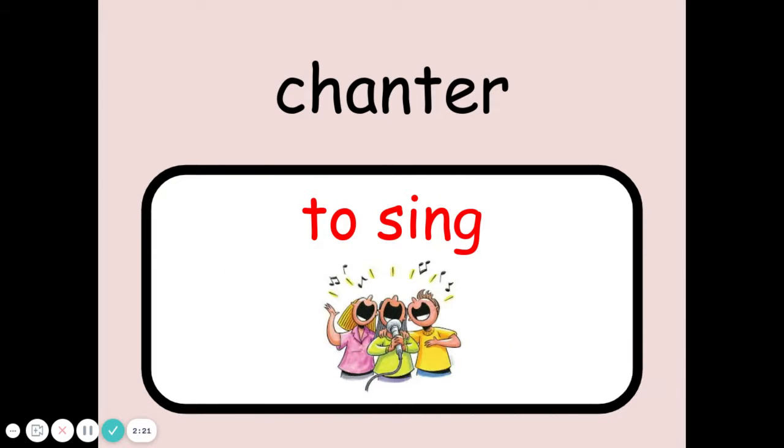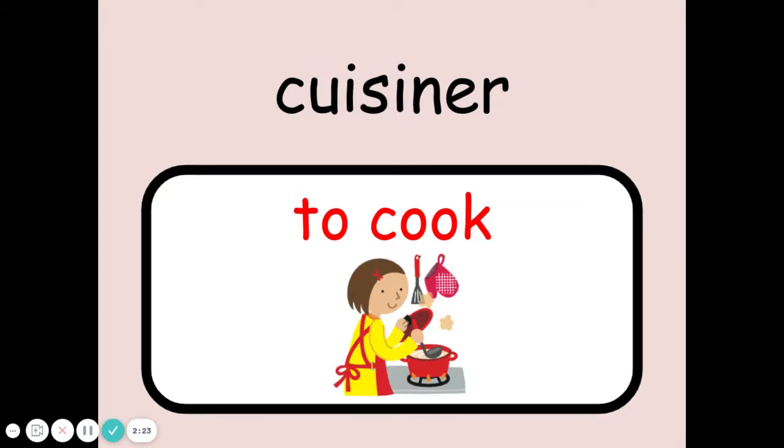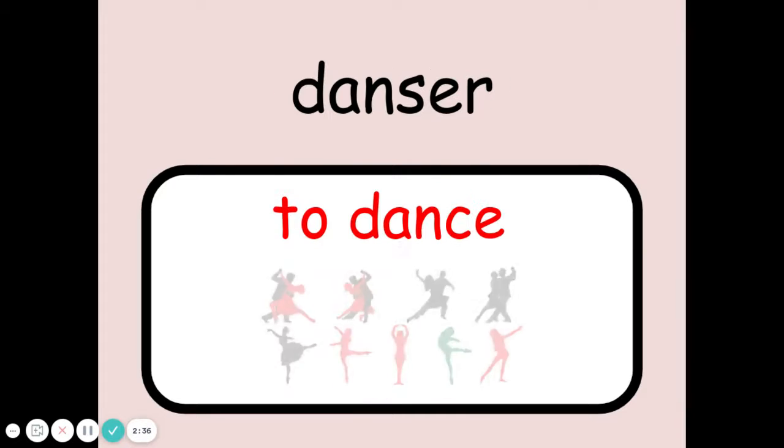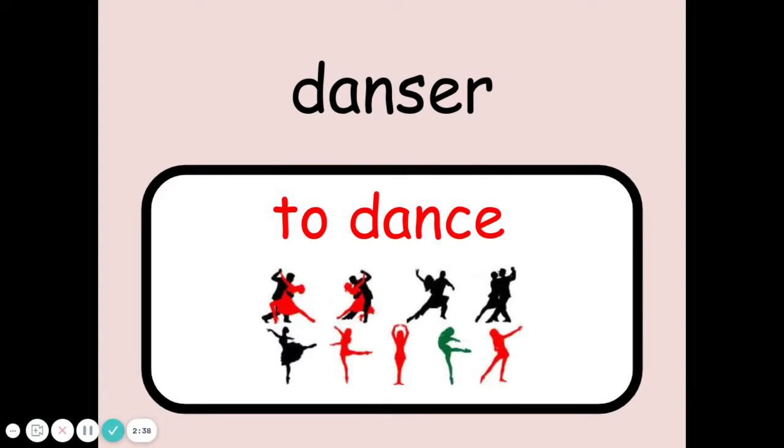Chanter, to sing, like to chant. Cuisiner, to cook, like the word cuisine, which is food or kitchen, or also you had it in the professions as a cuisinier, a cook. Danser, same word except with an S, to dance. Make sure you add the word to. Whenever you see an ER at the end of these words, that means the word to is there in English.